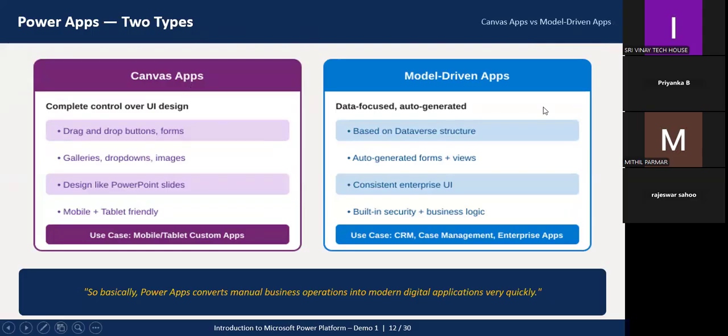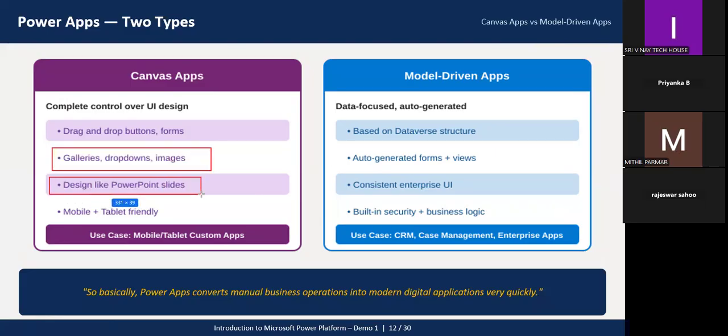So there are types of Power Apps, guys. One is Canvas app, the second is model driven app, and the third one is Power Pages. Basically, we choose Canvas app whenever we want to take control over UI design. We can simply drag and drop the controls, galleries, drop downs, images, design like PowerPoint slides, mobile and tablet friendly. If you have experience with PowerPoint, similar to that we can design a Power Apps Canvas application.